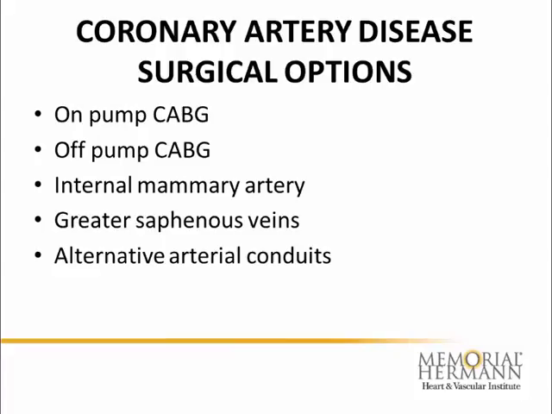Mainly this means coronary artery bypass graft surgery, or CABG as we call it, and these can be done either on pump using the cardiopulmonary bypass machine, or off pump. We use as conduits or as grafts the internal mammary artery, which is a paired set of arteries on either side of the sternum or breastbone, or we can use greater saphenous veins that run on the inside of the leg. And occasionally we use other alternative arterial conduits like the radial artery in the forearm or an artery from the stomach, but these would be unusual circumstances.